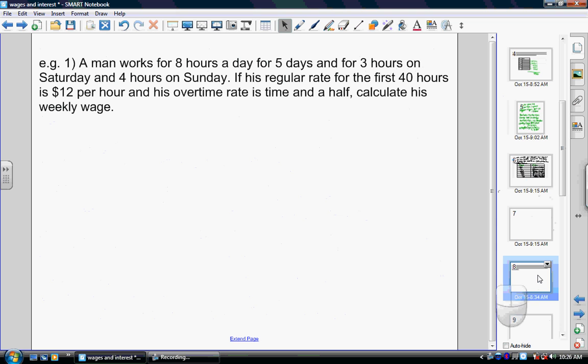Let's take a look at this example. A man works for 8 hours a day for 5 days, and for 3 hours on Saturday and 4 hours on Sunday. If his regular rate for the first 40 hours is $12 per hour, and his overtime rate is time and a half, calculate his weekly wage. So let's break it up. Let's find first of all what is his regular time.